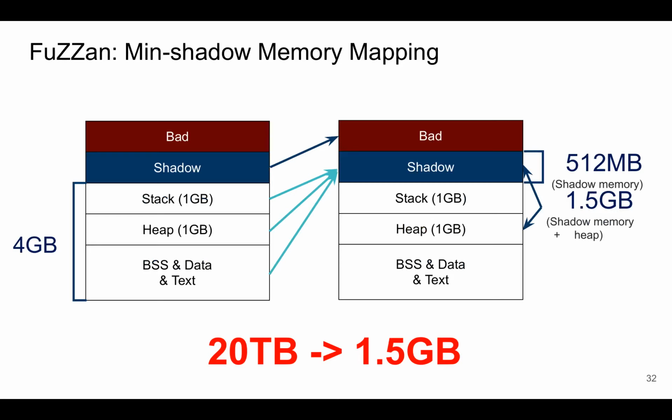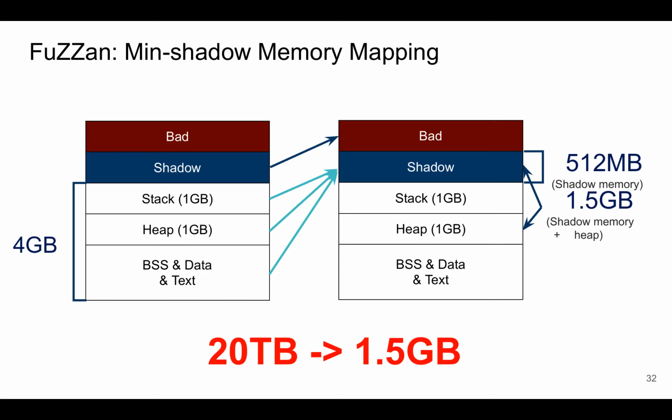Now, our min shadow memory, here we are trying to optimize towards a smaller address space. So instead of allowing a 4 terabyte heap, arbitrary stack, and arbitrary BSS data and text, so instead of mapping the full 256 terabytes of memory, we are restricting the application to 4 gigabytes of memory. And saying 4 gigabytes is all you will ever need. So we are remapping all these sections in the application to this particular area with 1 gigabyte of stack, 1 gigabyte of heap, and then BSS and data and text.